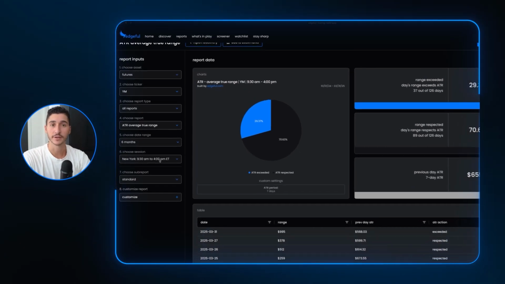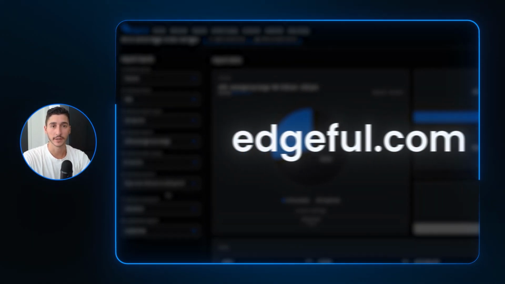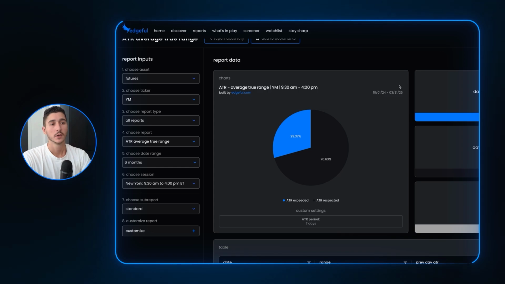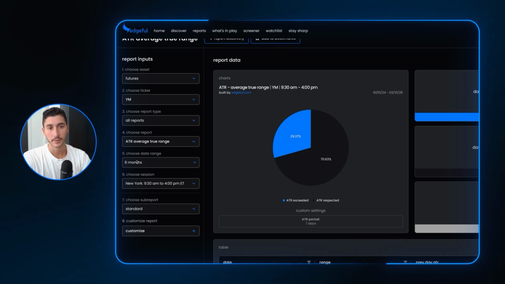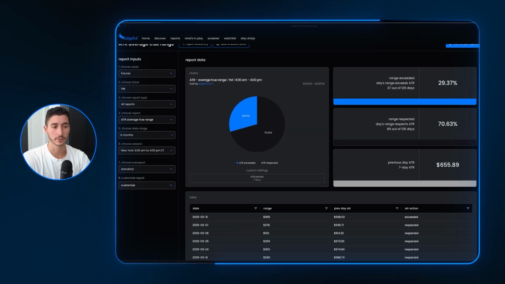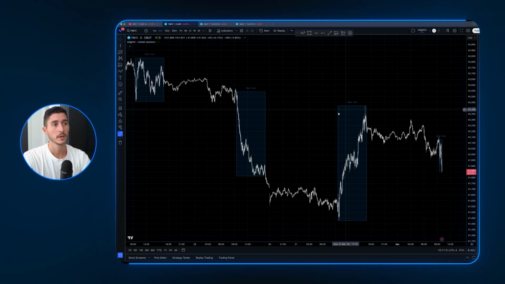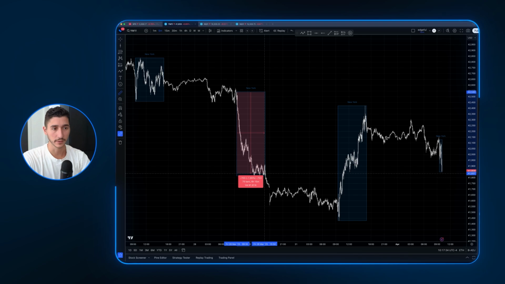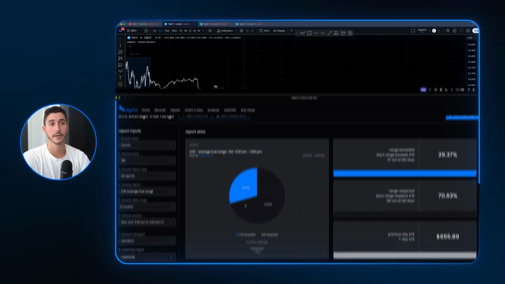Here's everything you need to know about the ATR report on Edgeful.com. So starting out, we're looking at YM in the last 6 months in the New York session. This is really important that we're looking at the New York session because we are taking only the price action within this New York session to calculate the ATR.